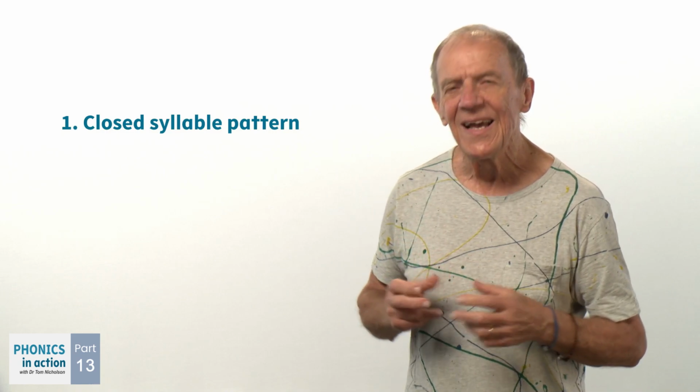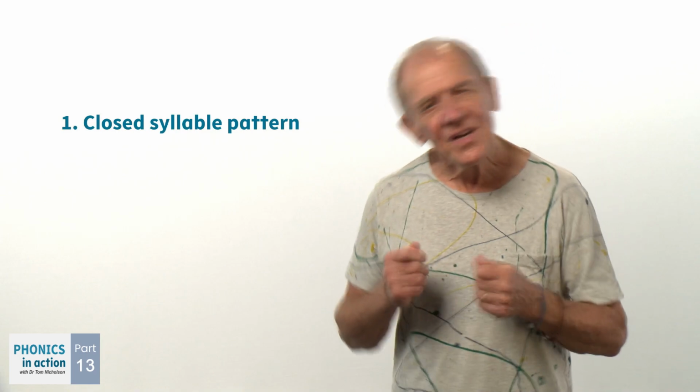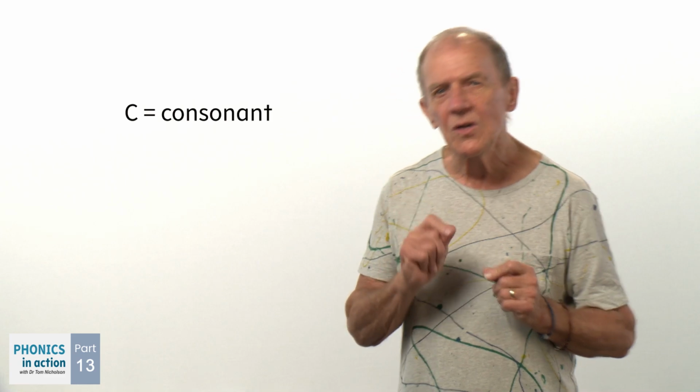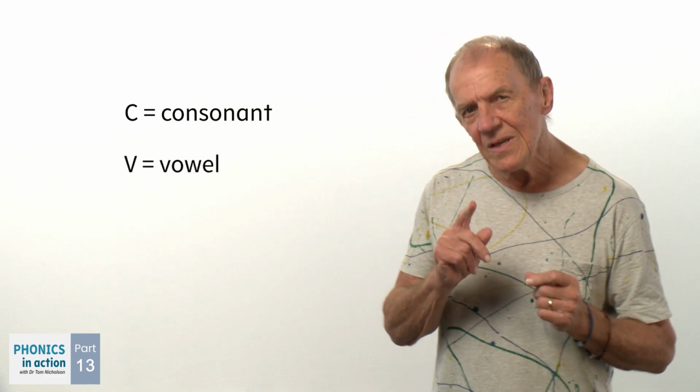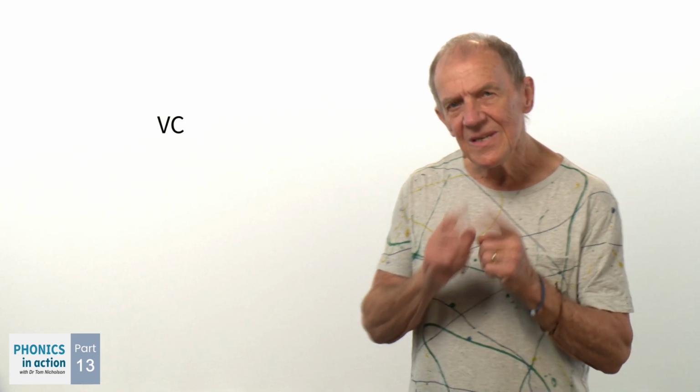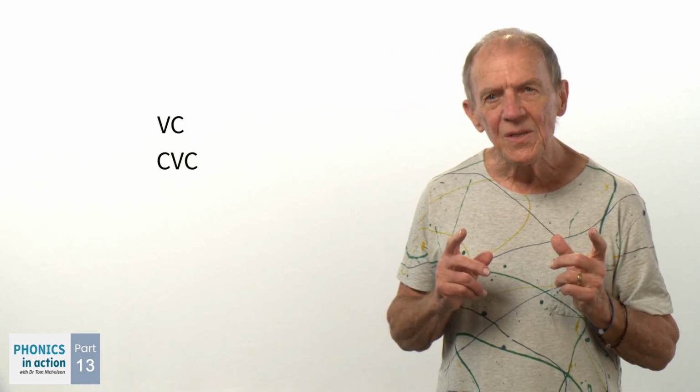A closed syllable has one vowel sound, and it always ends with a consonant sound. In a closed syllable, the vowel has its short sound. We can tell a closed syllable if we use a special code. We code C for a consonant sound and V for a vowel sound. If the code says VC or CVC, it is a closed syllable.